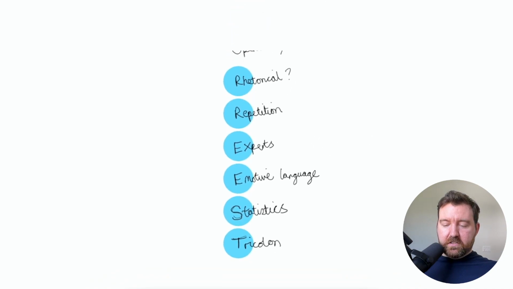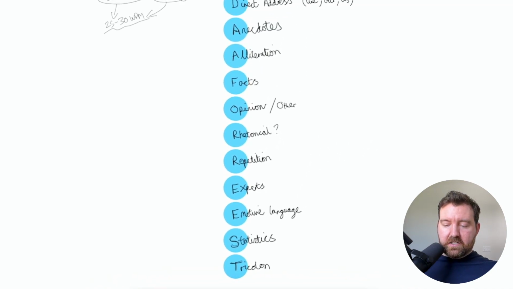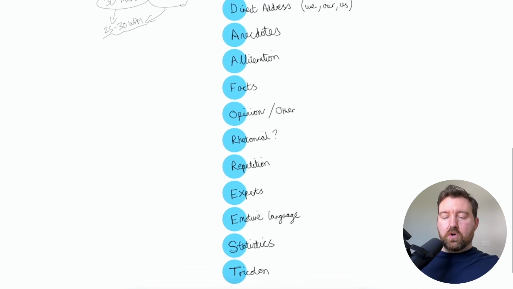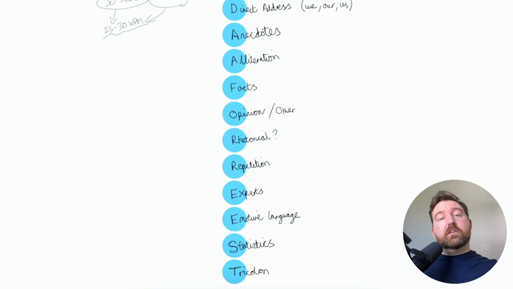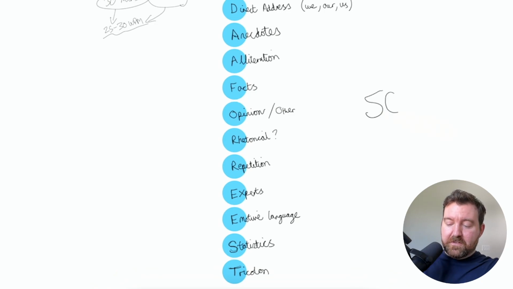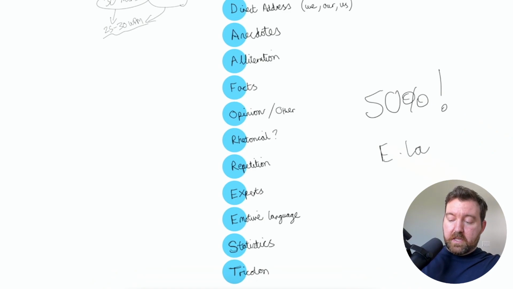So that's DAFOREST. And as I said, you're going to use different amounts of DAFOREST depending on whether it's an argument, persuasion, or whether it is information, and depending on the type. But that is an incredibly powerful acronym if you just want to boost your level in transactional writing, which, as I'm sure you're painfully aware, is 50% of English Language Paper 2.